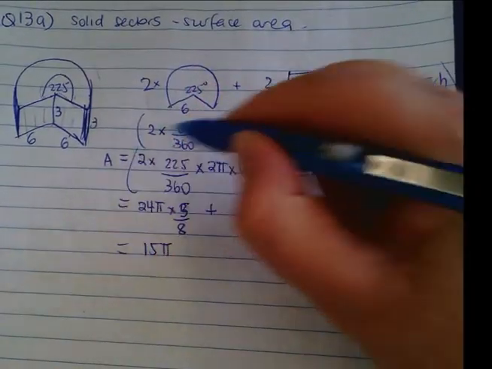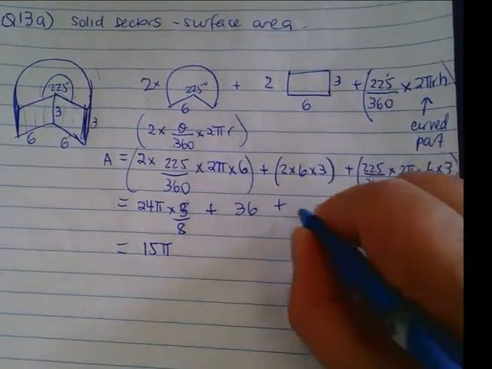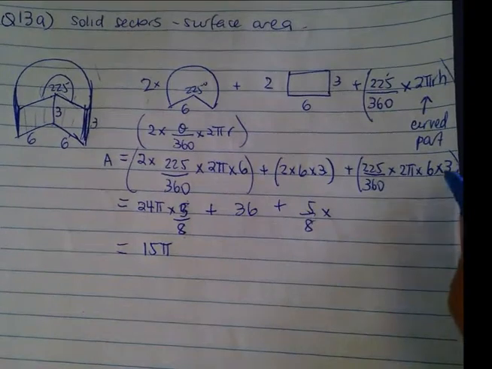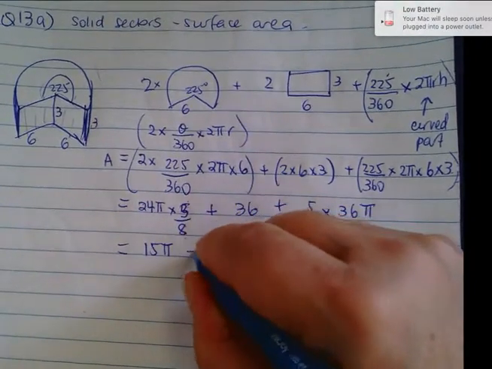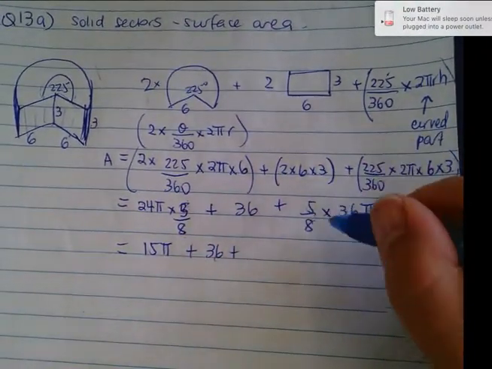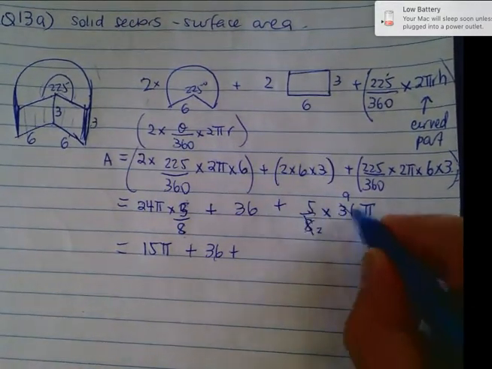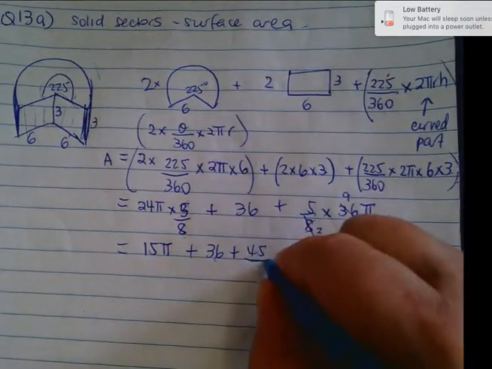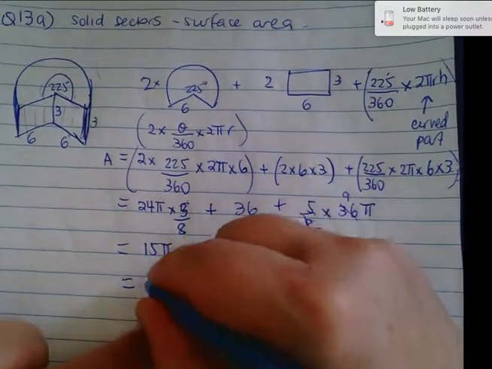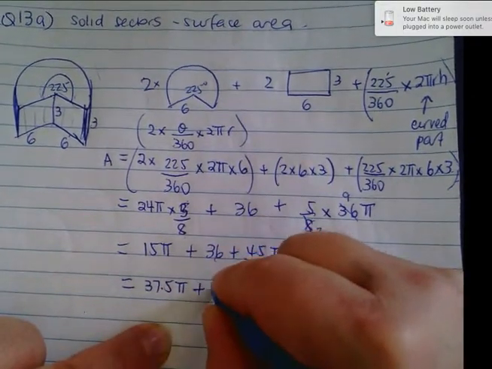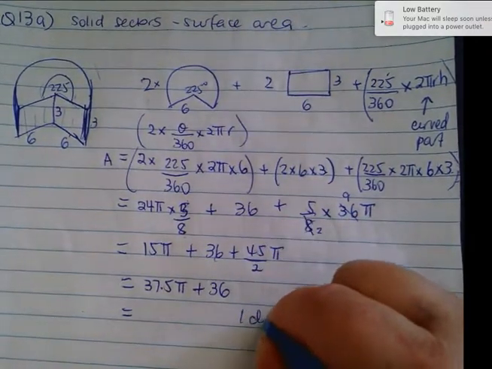So you can just put that in on your calculator if you want. Plus I've got 2 times 18, which is 36. Plus, again, 5/8 times 6 times 3 is 18, 18 times 2, that's 36 pi. So I've got 15 pi plus 36 plus, simplifying this over here, 4 goes into 8 and 36, but you could just do it on your calculator and you'd get 45 over 2 pi, or 22.5 pi. So just adding these, 22.5 and 15, that's 37.5 pi plus 36. And then you can work that out to maybe 1 decimal place on your calculator.